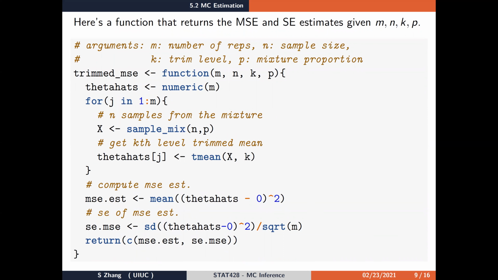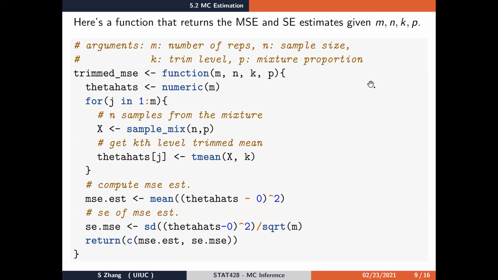So here's a function that returns the MSE and the standard error estimates given particular values of m, n, k, and p. There are 4 arguments of the function. M is the number of replications we want to do, so the number of squared distance draws we want to obtain. N is the sample size of our x's. K is the trim level from 0 to 9, and p is the mixture proportion, so how many samples come from normal 0, 1. This function is called trimmed MSE.